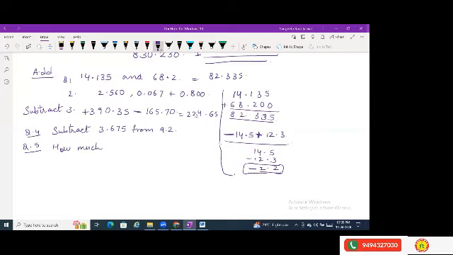How much? Please note down the question. How much 219.7 is greater than 67.803? So the method is the same. The thing that you have to do is all.